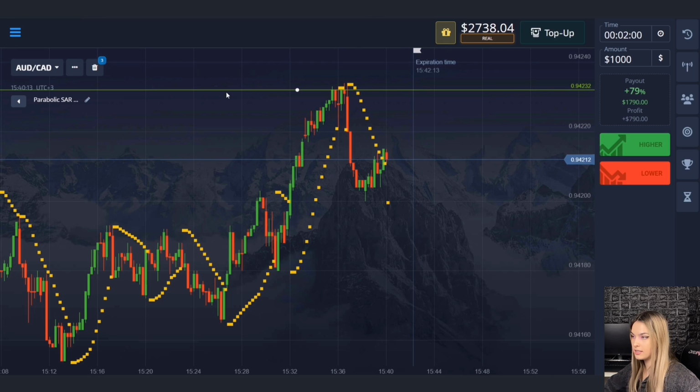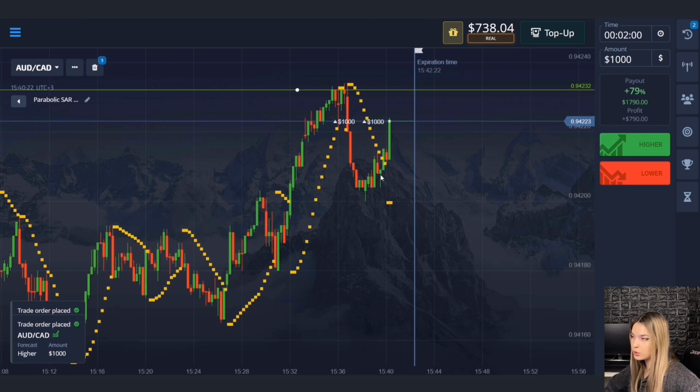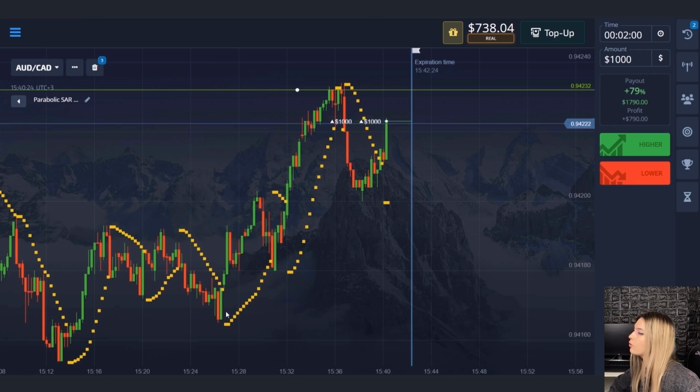Here we have a resistance level. We also see that after the pullback the price has turned around and is moving back to our level. We will open a deal for 2 minutes to go up. The main price lows are also getting higher. The overall potential of the price is expected to increase.